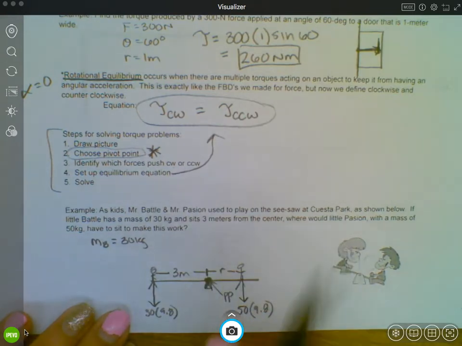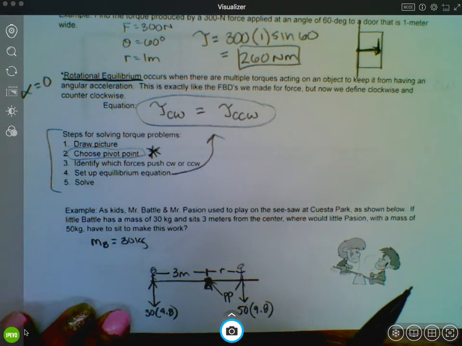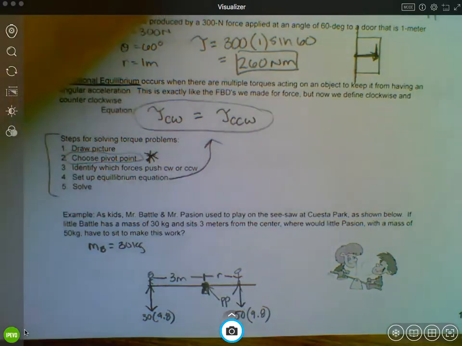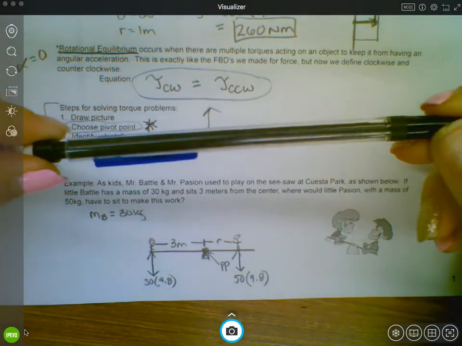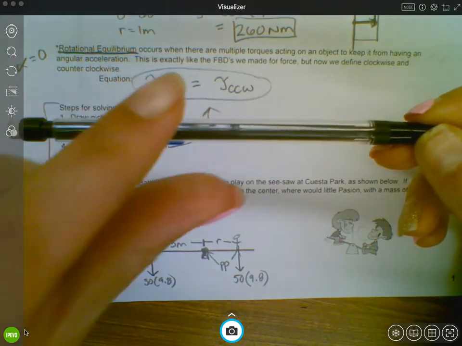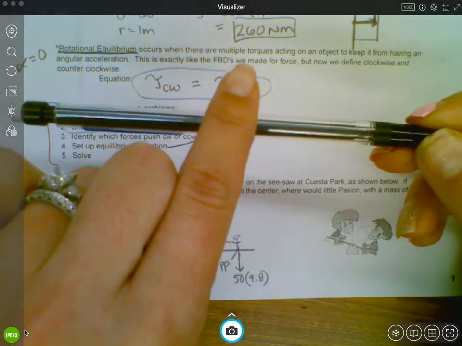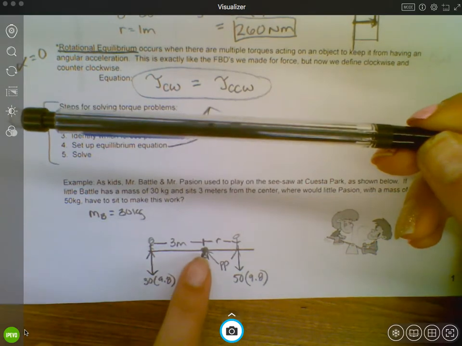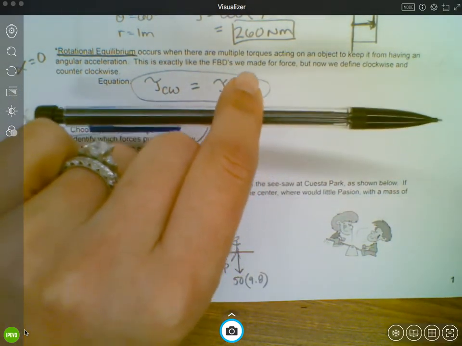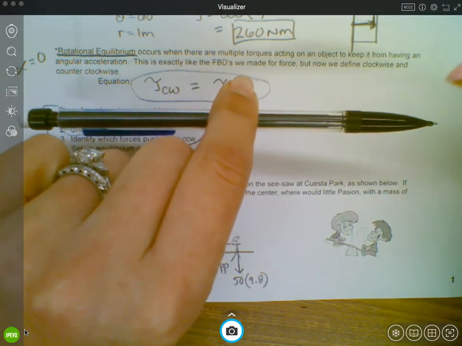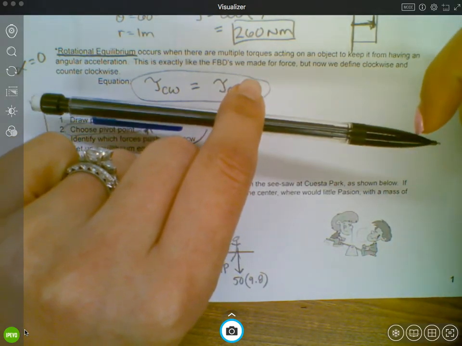Here's how I do this, and you need to follow this, otherwise it gets very confusing. Use your pencil. Pretend that your finger is the pivot point, so put it on the pencil where the pivot point is. In this picture, it's in the middle, so I'm going to choose the middle. Then you're going to pretend that you're each force. So first I'm Mr. Passion, sitting over here somewhere.